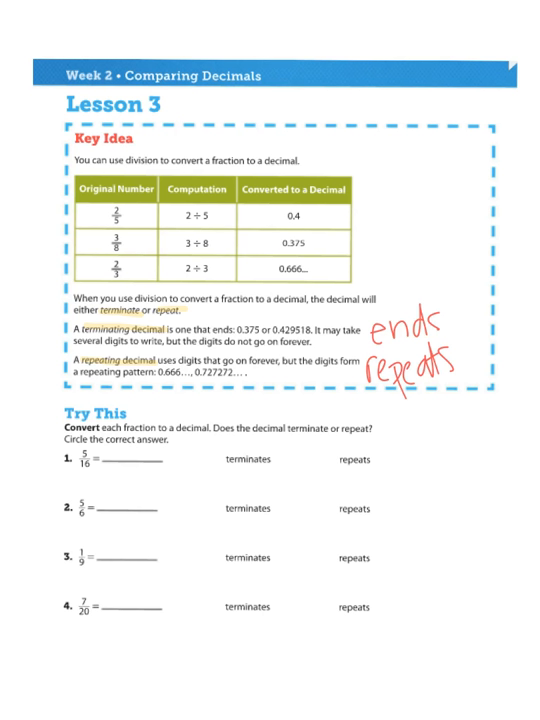So on the try this, they want you to convert each fraction to a decimal, and then does the decimal terminate or repeat? And we're going to circle the correct answer. So just to do a couple of examples for you, if I take 5 divided by 16, I get 0.3125. And in my calculator, there's no repeating, it doesn't go on, it simply ends, it terminates. So this is a terminating decimal.